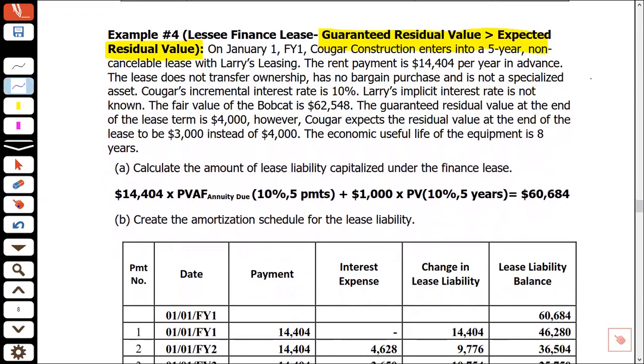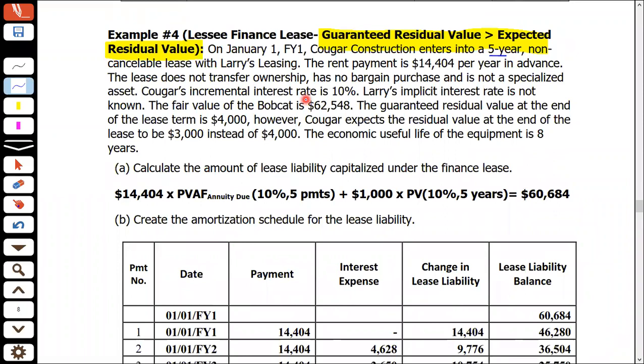Awesome. Okay, so same lease, except we're going to tweak it a little bit. It's a 5-year non-cancelable lease. And let me get this little spotlight. The rent payment is $14,400 a year in advance. Does not transfer ownership, no bargain purchase option, and is not a specialized asset. So that's just the classification thing, right? We just have to make sure we're ticking the boxes. So none of these says that it's a finance lease, but we know that it's going to meet the present value test.